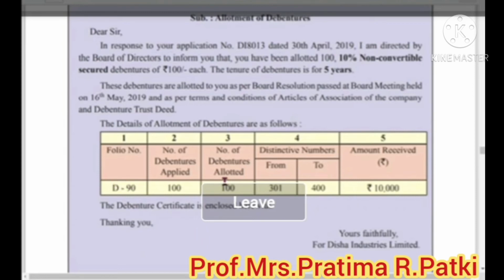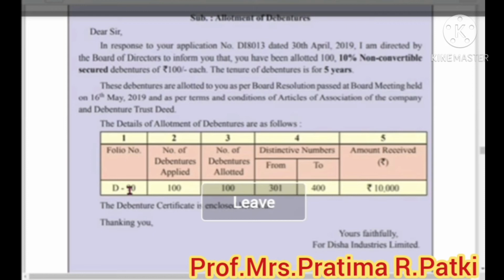90, 100, 100, 300, 400, 10,000. So 90, 100, 100, 300, 400, 10,000. So this is just a technique. In case you don't remember the allotment of debentures letter 90, 100. We say no 10, 20, 30, 40. We play that game, right?